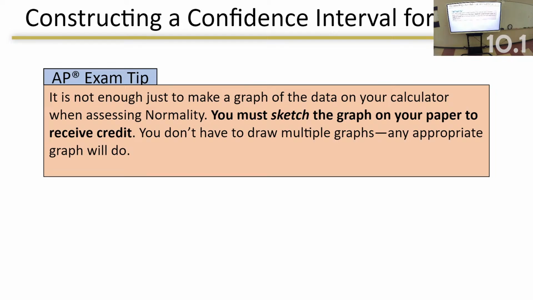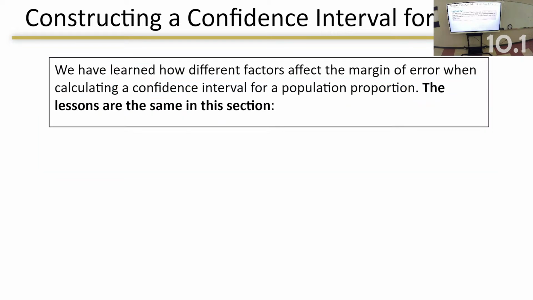It's not enough to make a graph on your calculator when assessing normality. You must sketch. It does say sketch. It doesn't say draw. Sketch that graph on your paper to receive credit. You don't have to draw multiple graphs. Any appropriate graph will do.